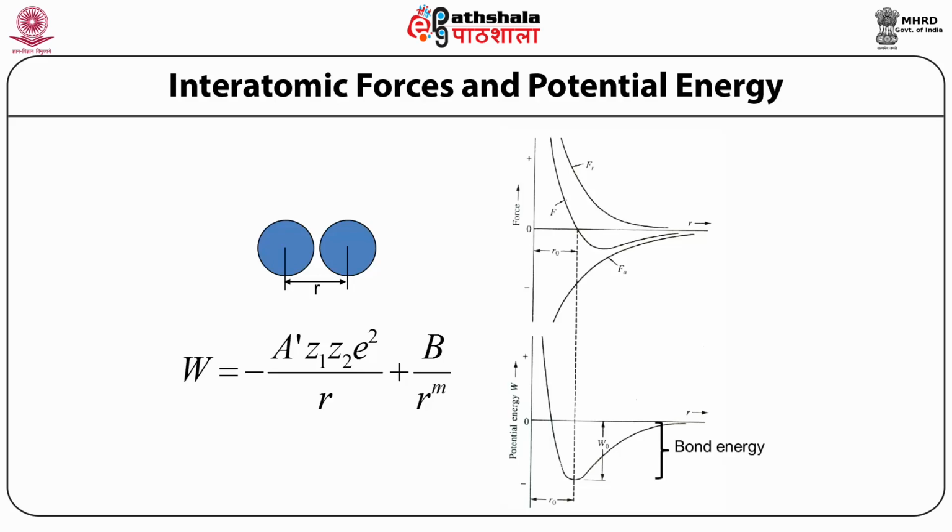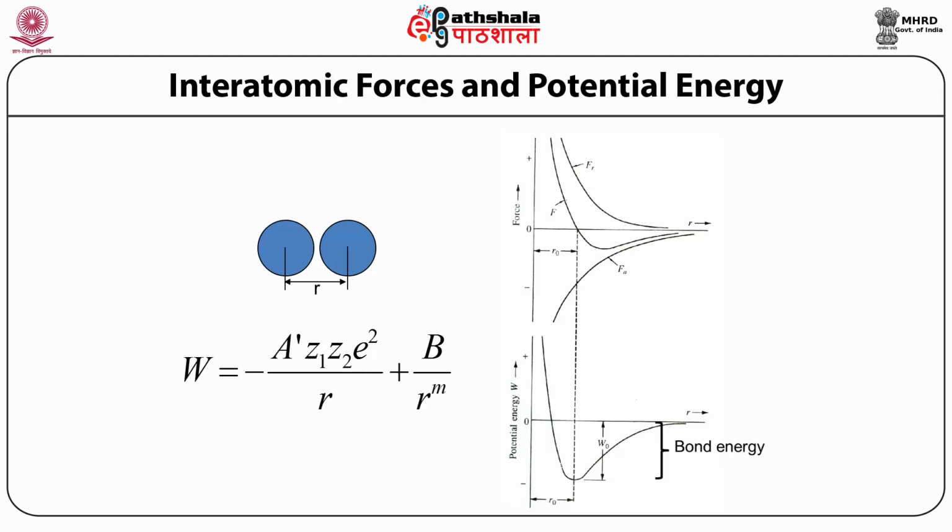potential energy of such a system is represented by W is equal to minus A dash Z1 Z2 e square by R plus B divided by R to the power m, where the left hand side represents the attractive force and the right hand side is due to repulsive force, which you can see from the sign also. The energy corresponding to the equilibrium separation is called bond energy, that is W0 of the materials, typically expressed in kilojoules per mole or eV per bond.